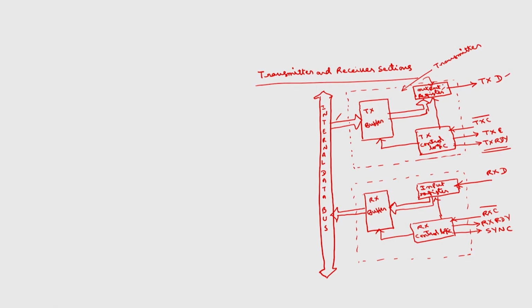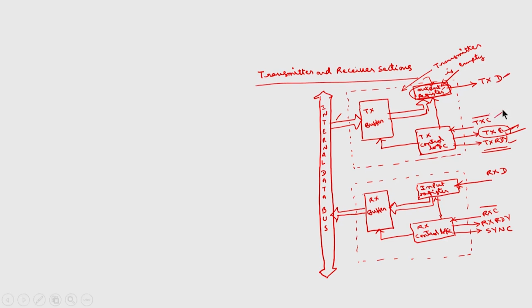If this output register is empty, then the transmitter empty signal will be high. As long as the output register is filled with data, transmit empty will be 0, otherwise transmit empty will be high. So, this is about the function of transmit ready, transmit empty, transmit data.